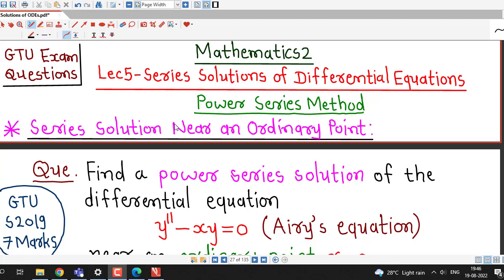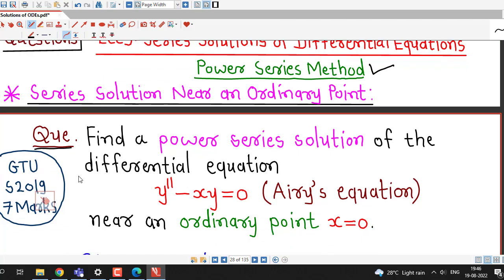Hello friends, I welcome you in lecture number 5 on series solutions of differential equations. In lecture number 4, we have discussed about power series method for finding series solution near an ordinary point. In this lecture, we will discuss one question about finding power series solution of differential equation near an ordinary point.